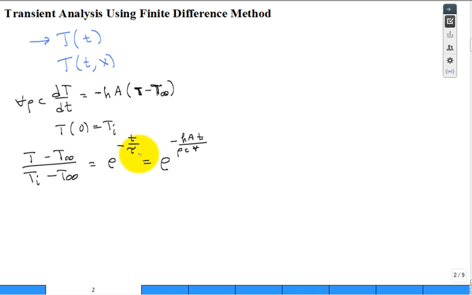So we could plot our temperature as a function of time. Maybe here was our lower T infinity. Here was our initial temperature. And the plot would look something like that. What does that exponential curve give us? That gives us the temperature at every instant in time, right? Time is a continuous variable.